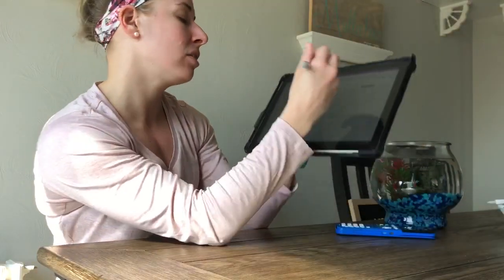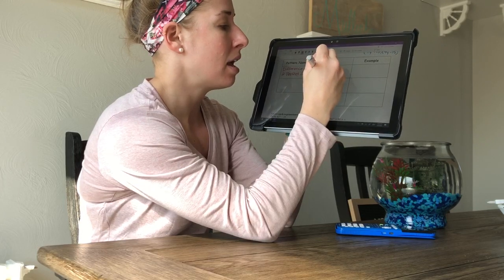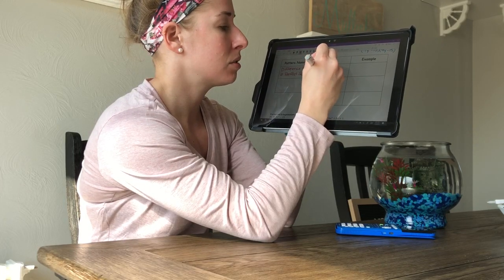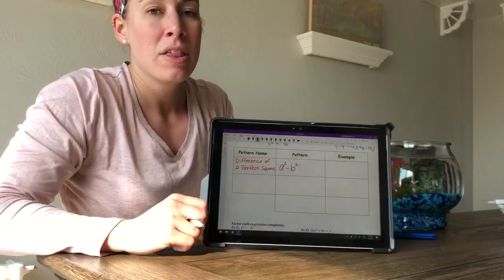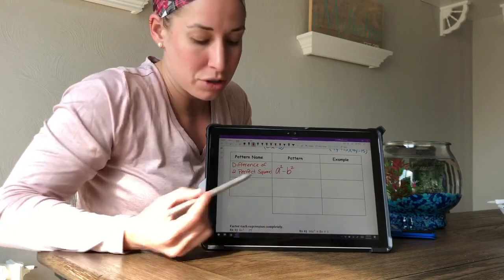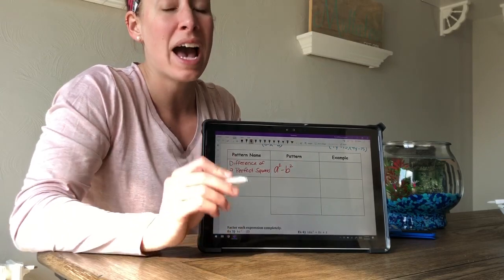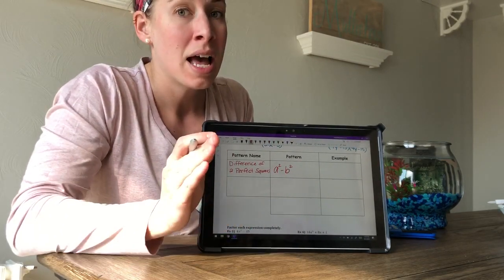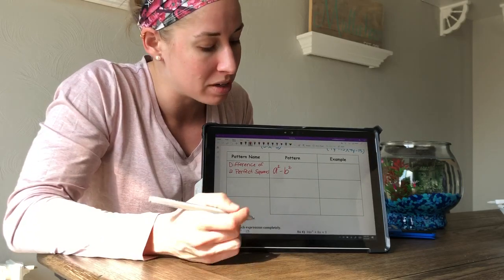And what that pattern looks like is if you have some a squared minus b squared, okay? The first term is squared. The second term is squared. There's your two squares, your two perfect squares, but it's also the difference. So you have to be subtracting. Has to be subtraction, the difference of two perfect squares.